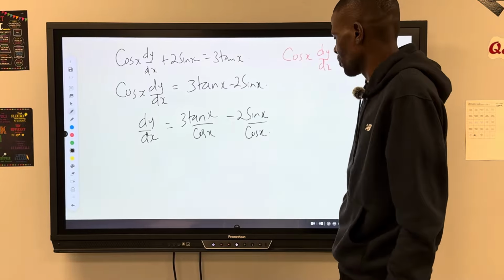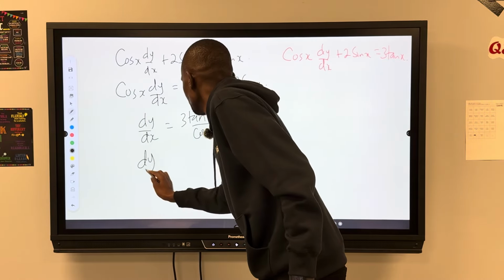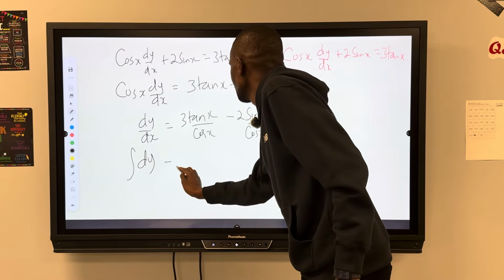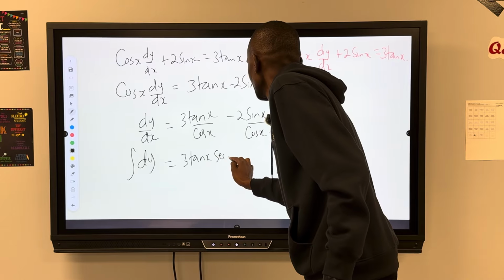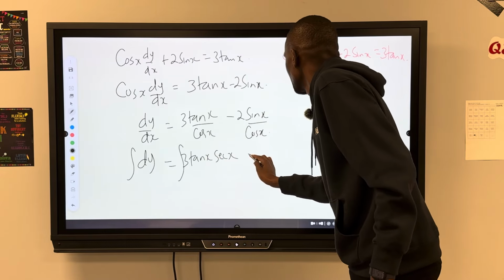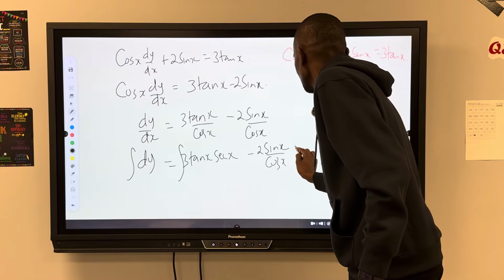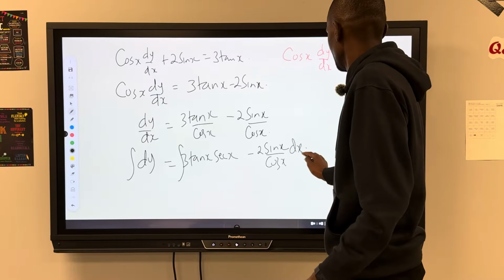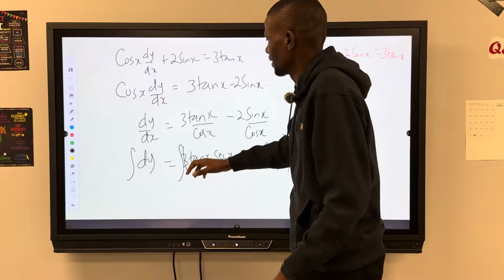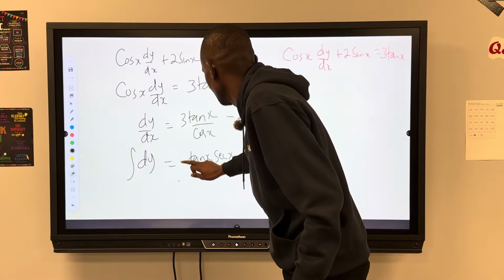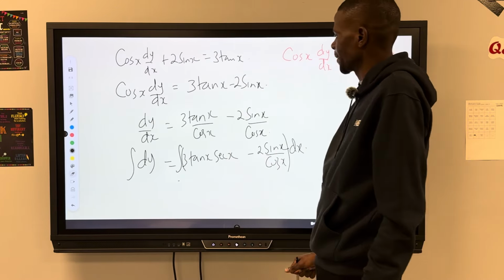So from here, what we can do is to multiply both sides. If I'm to separate this, I'm going to differentiate that is equal to 3 tan x times 1 over cos x, it's secant of x, right? Minus, leave this one like that, cos x dx, right? So we need to integrate that. We need to integrate that. It's 3, so it's the integral of 3 tan x sec x dx, right?